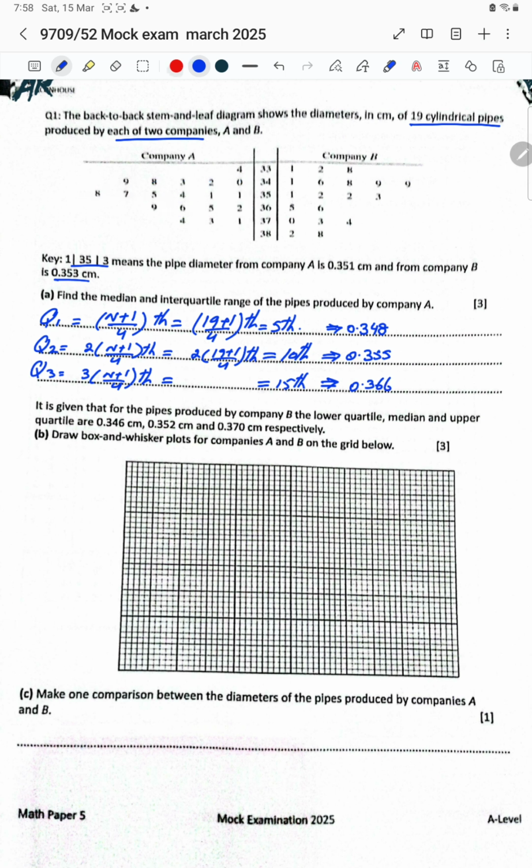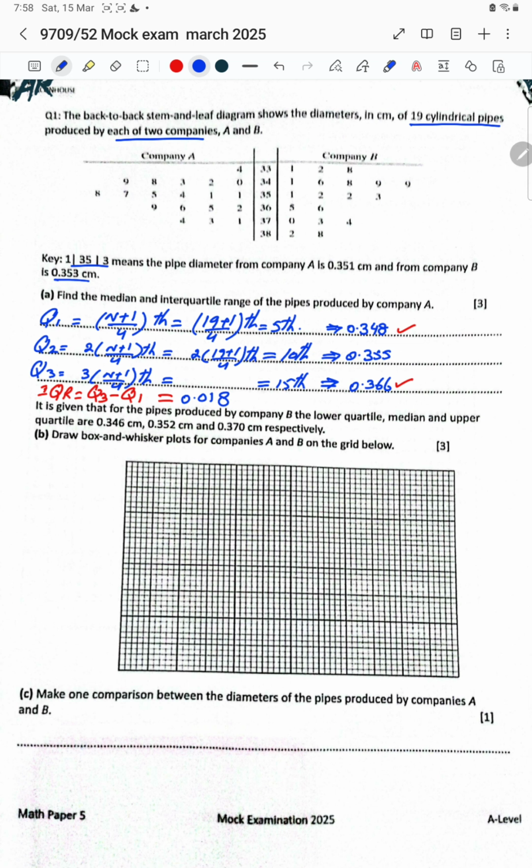Now IQR, we know, is the difference between the upper quartile, Q3, and the lower quartile, Q1. Taking the difference of these two, it is calculated as 0.018. Okay, it was a 3 marks question, and we have done it.